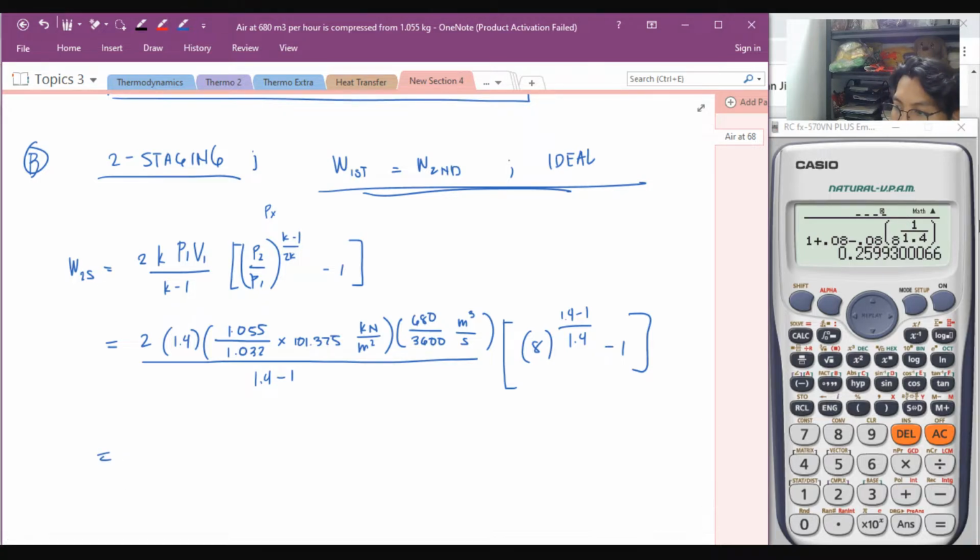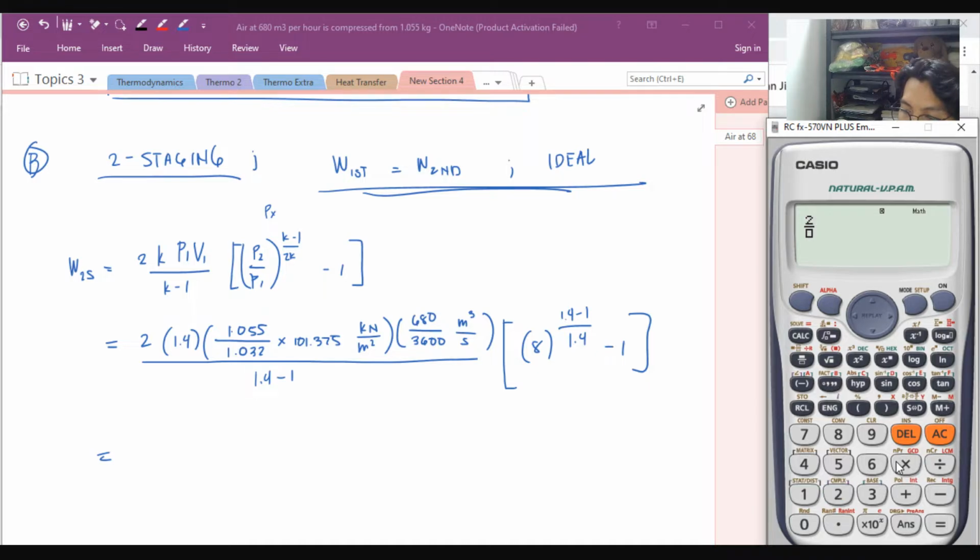So, calculate natin kung ano. So, 2 times 1.4 times 1.055 times 101.325 divide by 1.032, tapos multiply ko ulit ng 680 divide ko ng 36, tapos divide ko ng 0.4, i-multiply ko ng 8 raised to 0.4 divide by 1.4 minus 1. Medyo mabagal lang ako dito, mamamatay eh. Calculator na to eh, pag ginamit ko yung aking tab.